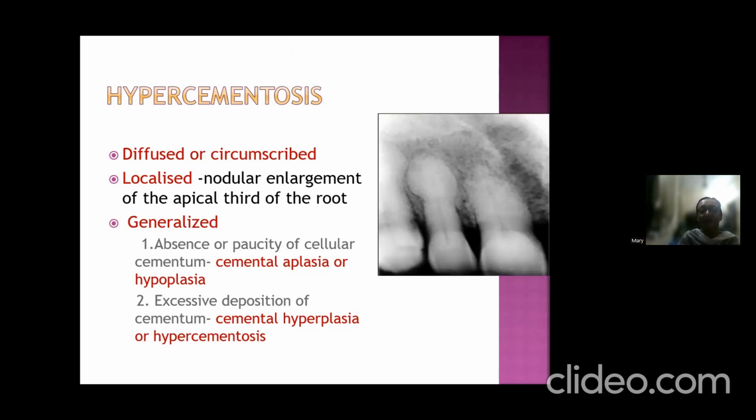In case of generalized hypercementosis, two types of cemental abnormalities occur. That is, there can be either an absence or paucity of cellular cementum, in such cases referred to as cemental aplasia or hypoplasia. And when there's excessive deposition, it is called cemental hyperplasia or hypercementosis. So the generalized defect can either be a cemental aplasia or cemental hyperplasia.